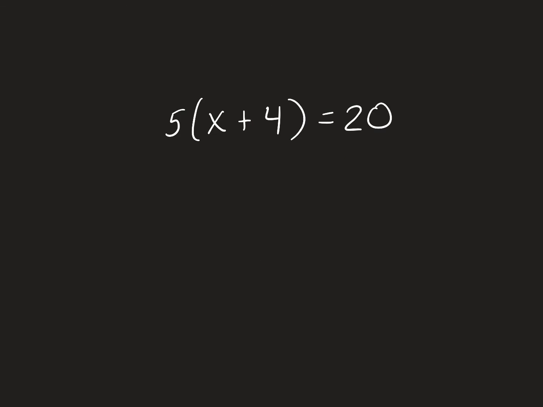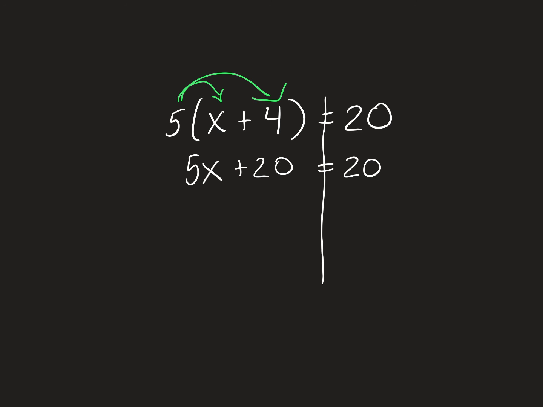Our last example is another distributive property with smaller numbers. This time I'll show you what you could do if you wanted to actually distribute. So you could just divide both sides by 5 like we did in our first example. You could also say that you recognize the distributive property right away and you want to use it. So you would have 5x plus 20 equals 20. That should look like a familiar two-step equation.